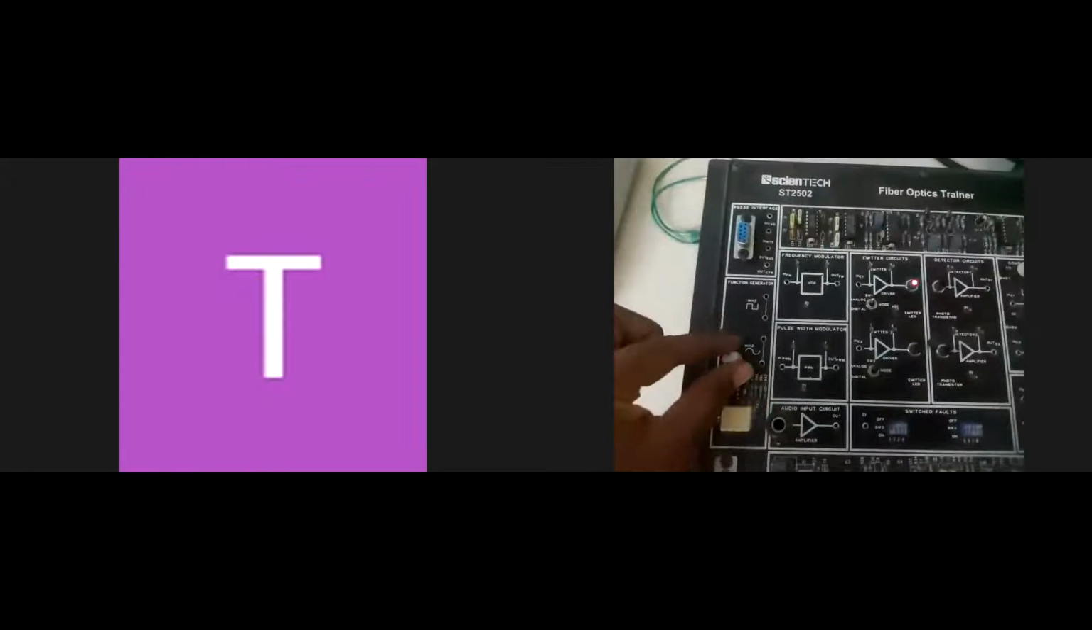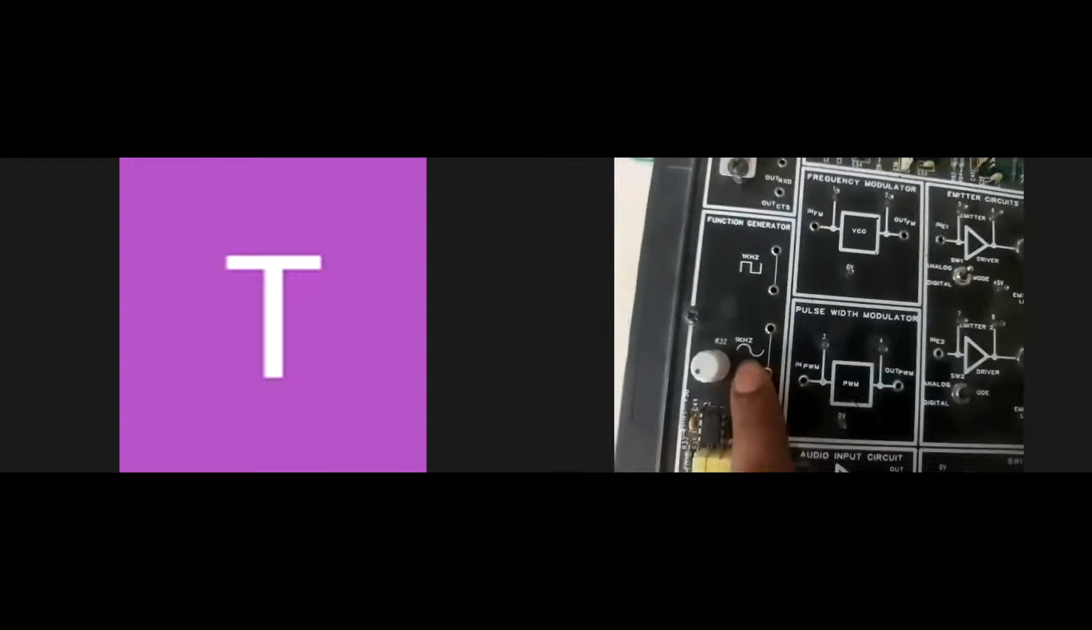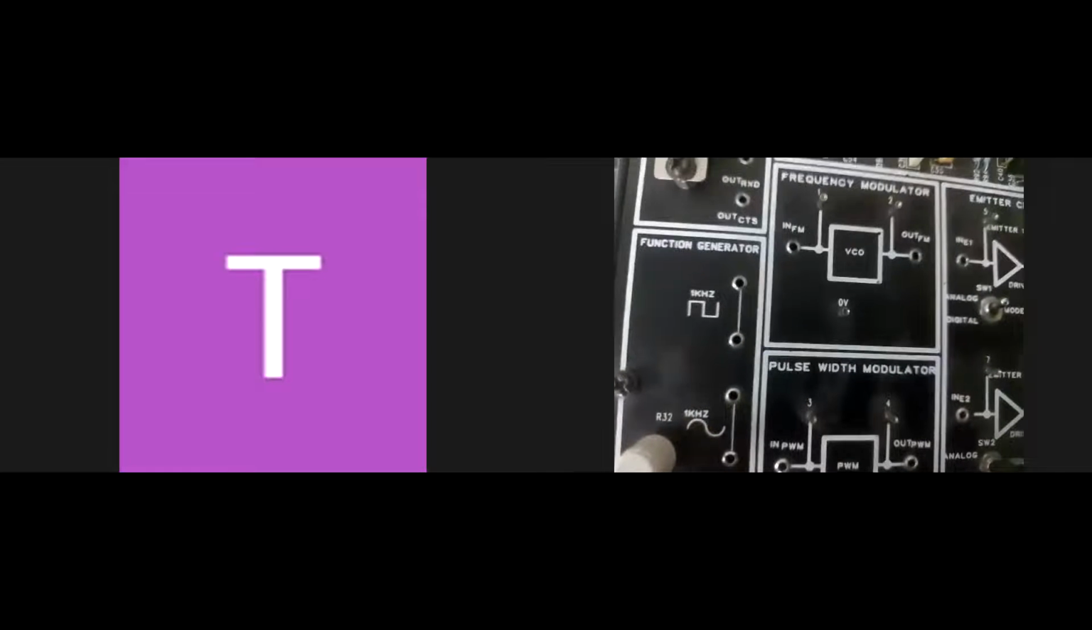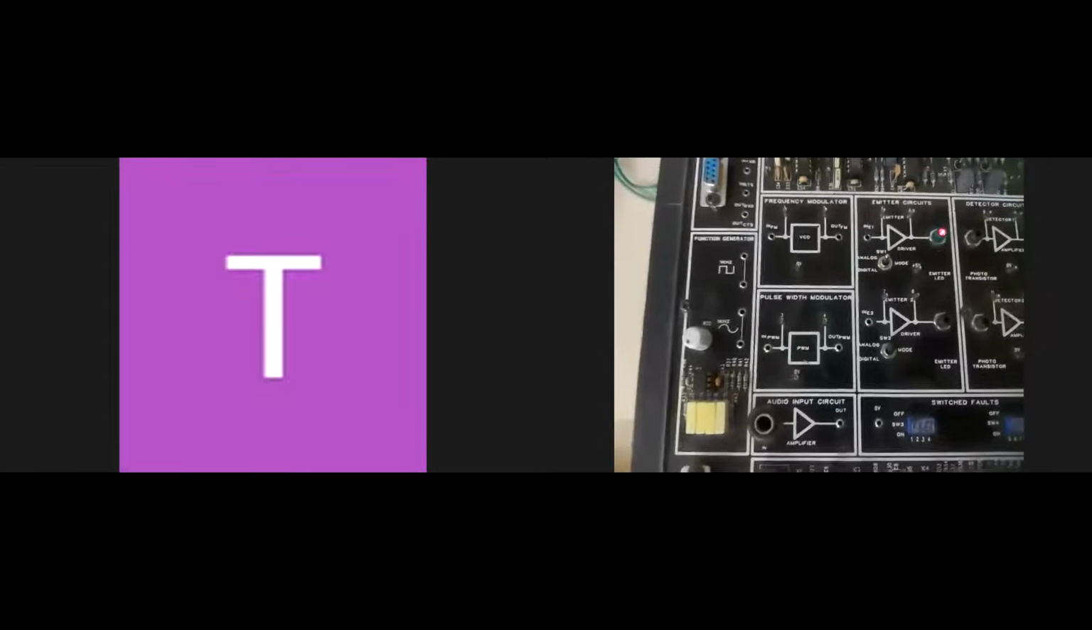The analog signal amplitude we can change with this pot, and its frequency is 1 kilohertz. So it is written here. Its frequency is 1 kilohertz. Similarly, for this digital signal also the frequency is 1 kilohertz. So the amplitude of the analog signal can be changed, but the amplitude for the digital signal cannot be changed. It is a fixed value of 5 volt peak to peak. So this is the first block, function generator. I hope you are clear.